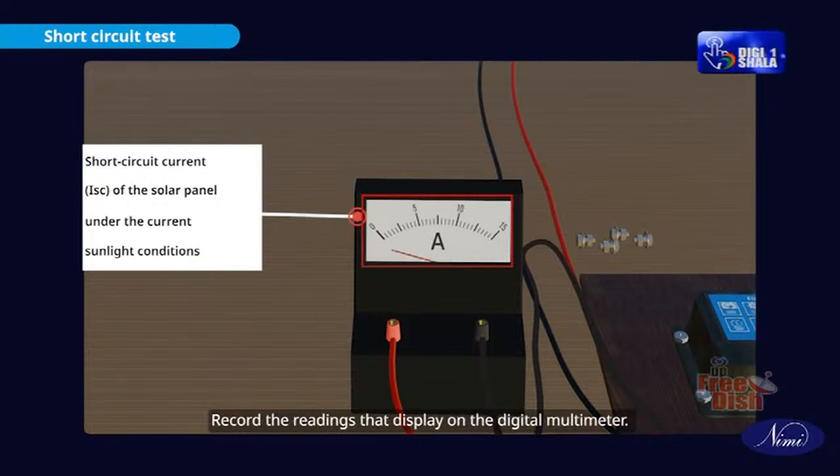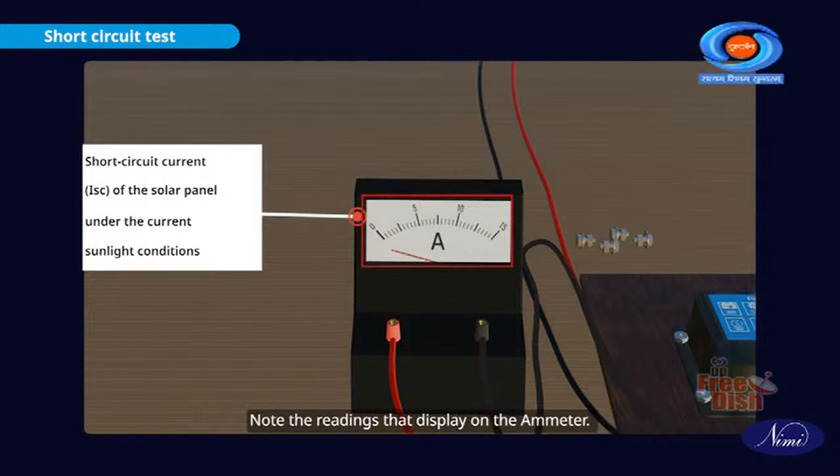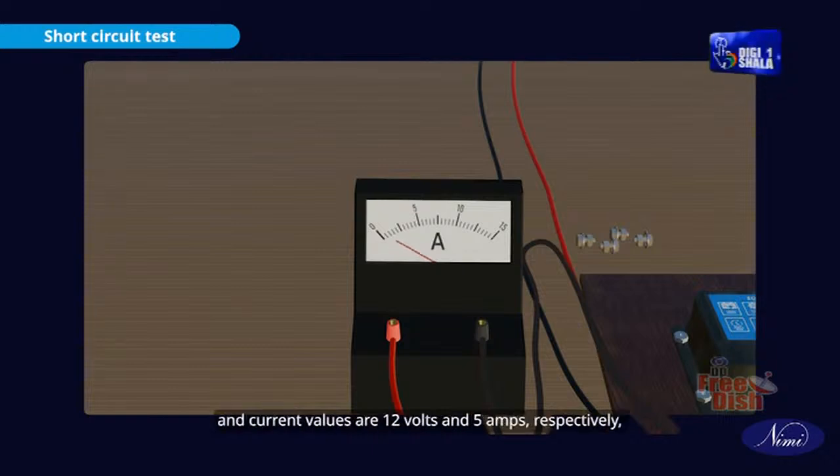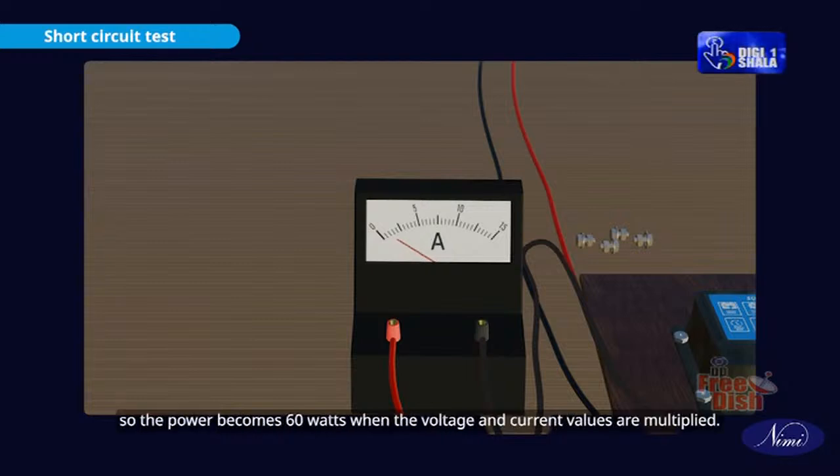Record the readings that display on the digital multimeter. Note the readings that display on the ammeter. The measured open circuit voltage and current values are 12 volts and 5 amps respectively. So the power becomes 60 watts when the voltage and current values are multiplied.